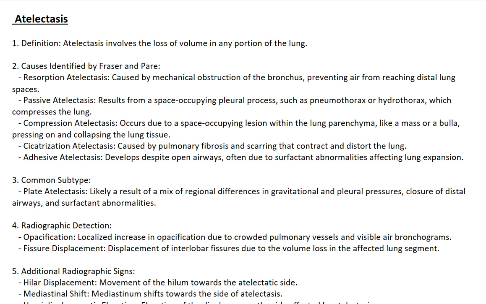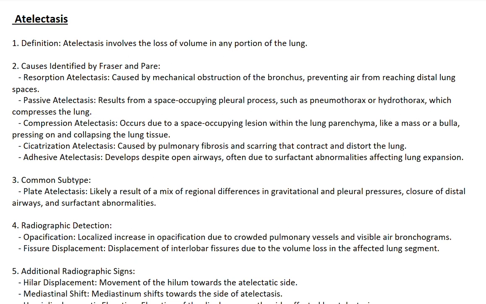Compression atelectasis occurs due to a space-occupying lesion within the lung parenchyma, like a mass or a bulla, pressing on and collapsing the lung tissue. Cicatrization atelectasis, caused by pulmonary fibrosis and scarring that contract and distort the lung. Adhesive atelectasis develops despite open airways, often due to surfactant abnormalities affecting lung expansion. 3. Common subtype: plate atelectasis, likely a result of a mix of regional differences in gravitational and pleural pressures, closure of distal airways, and surfactant abnormalities.